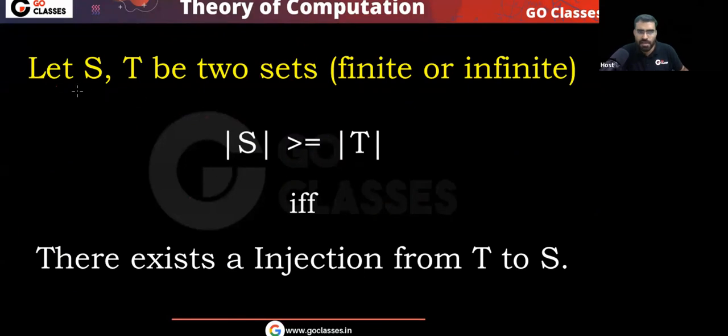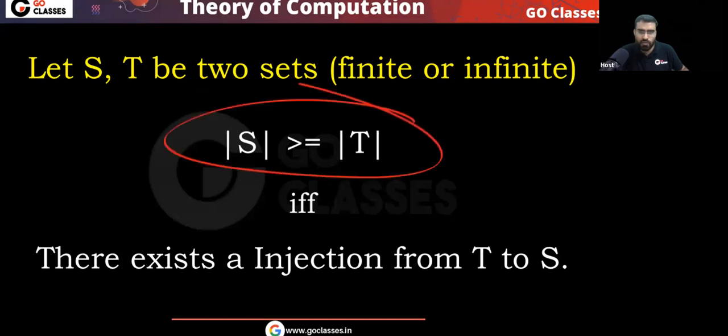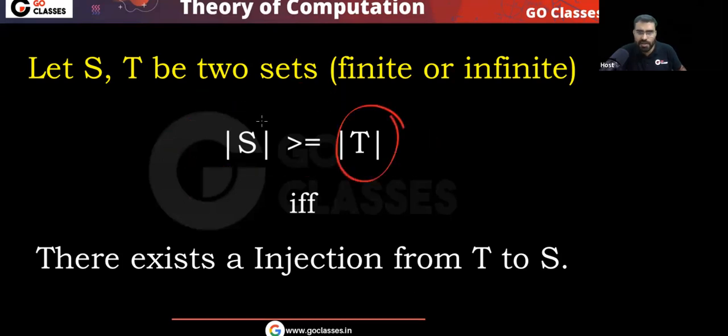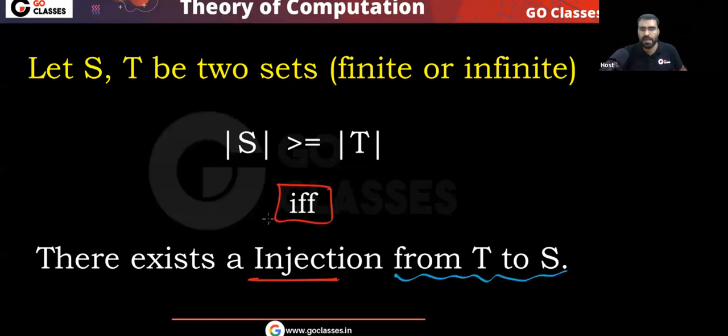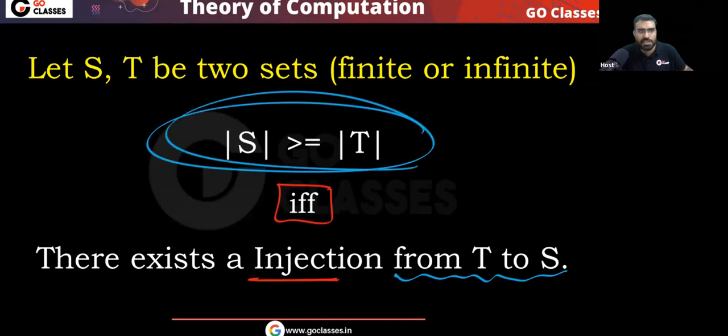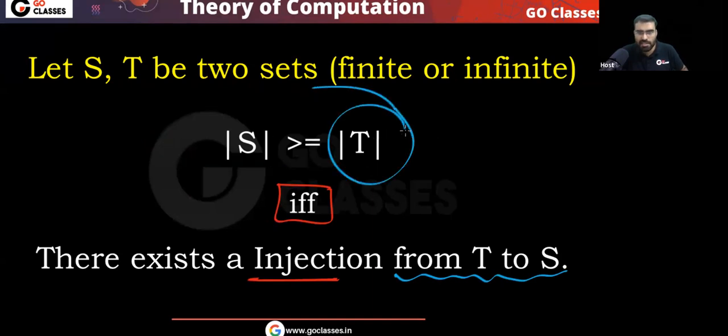Set S, T, they are two sets. They can be any set. Now, when can I say that set T cardinality is less than or equal to set S cardinality? If and only if there exists an injection from T to S. When can I say this will happen? When there exists an injection from T to S. Is this clear? Now let's move on.